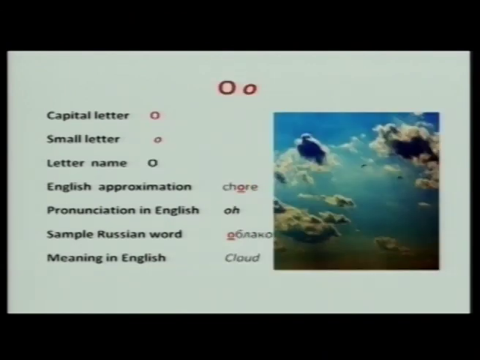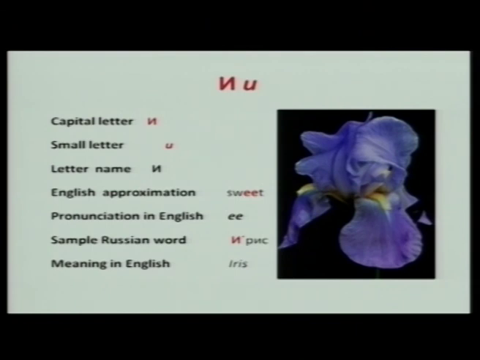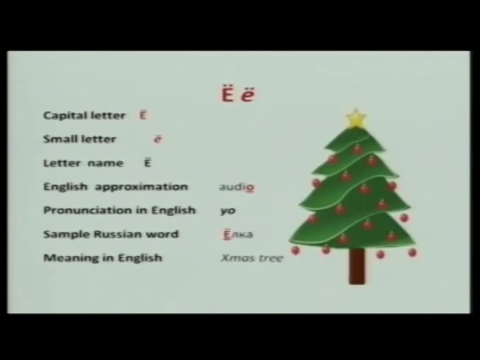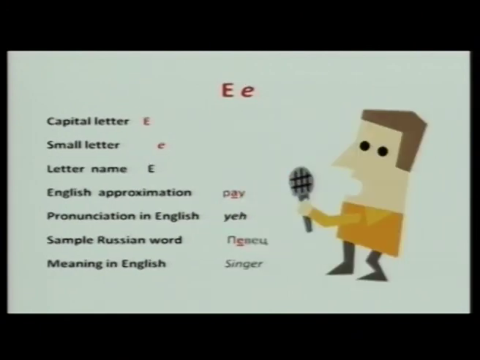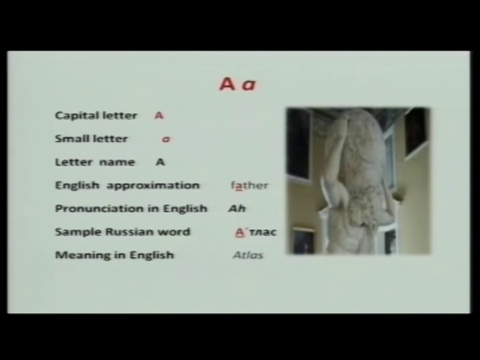O, as in chor, and the Russian word we have used is oblaka, which means cloud. I, as in sweet, and iris is the Russian word we have used to describe it, which means iris. Yo, as in audio, and Russian yolka, which means Christmas tree. Ye, as in pay, and in Russian pevets, which means singer. And of course the last one, or you can also say the first one, because we started from the letter A. The example we have used here is A as in father. A simple Russian word we have used to describe it was atlas, which means atlas.